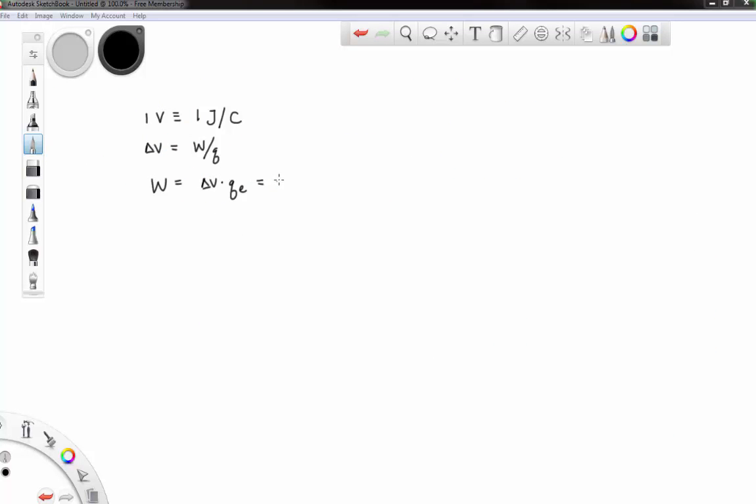So we can just drop the sign for this because it's a scalar in this case. So we have 1.00 volts times 1.60 times 10 to the minus 19 coulombs. So the amount of work done to this electron is 1.60 times 10 to the minus 19 joules. Wow.